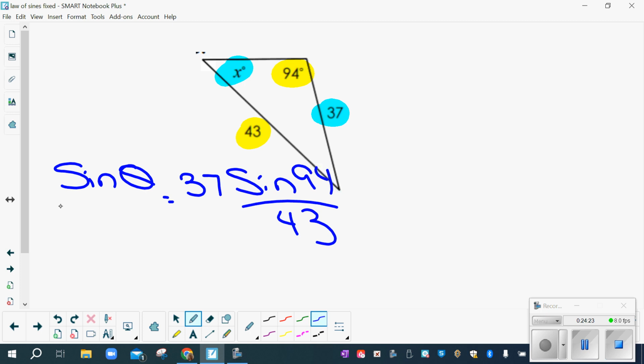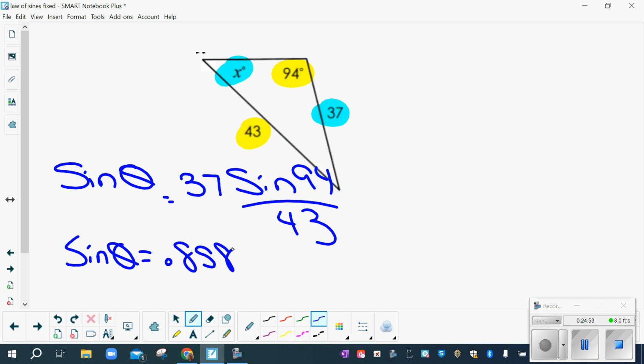Here's what I got: 37, sine 94. Close that parentheses. I swear to God, if you don't close that parentheses, I'm coming to your house and kicking your dog. I'm going to say sine theta is 0.858. I'm going to ask it nicely to go backwards. Did you get about 59 degrees?